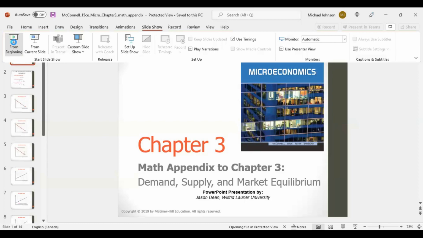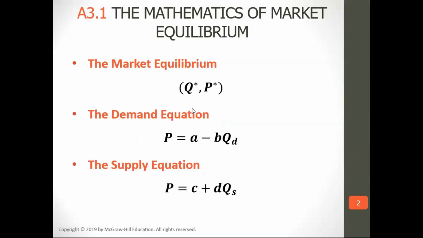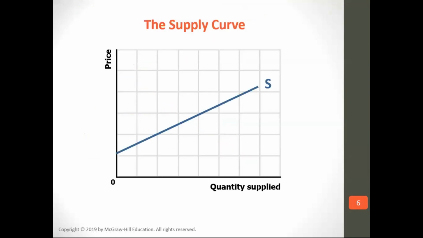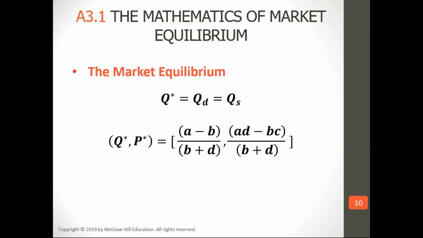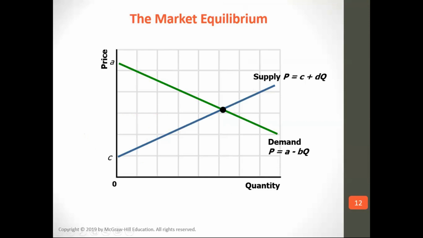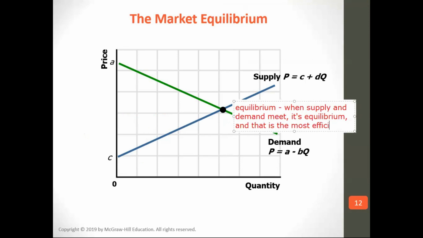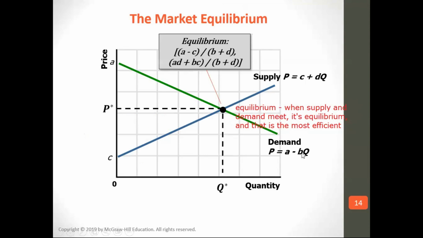It's more on the graphing side. So mostly what you need to know is that the intersection, this is the equilibrium. When supply and demand meet, it's equilibrium. And that is the most efficient point. That's mostly what you need to know for this. You don't really need to know these equations. That's the crux of that. So then I'm just going to bring up a video.